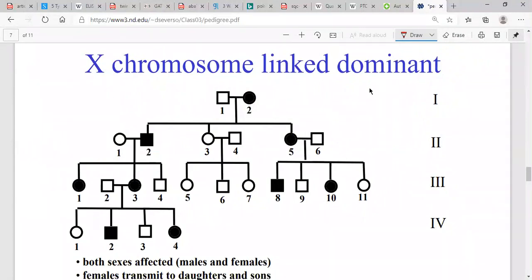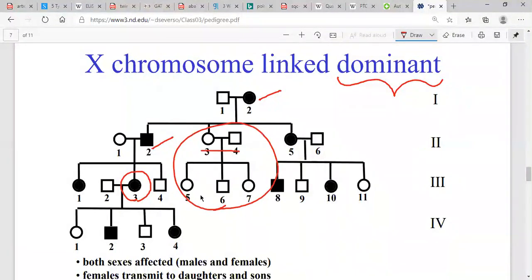X chromosome linked dominant. Now, you first check the same way whether there is a skipping of generation. No, you cannot see any skipping of generation. So at least one person is affected from each parent. Now this is not a skipping of generation because both are unaffected. Here one affected parent definitely transmits her gene to its offspring. So there is also no skipping of generation.